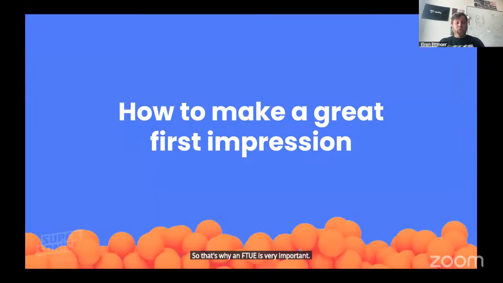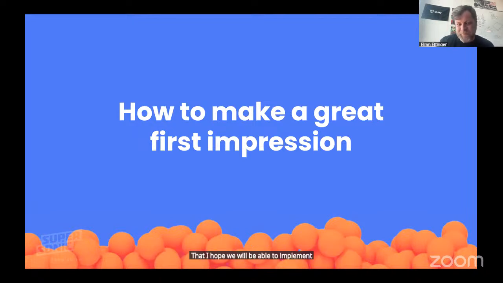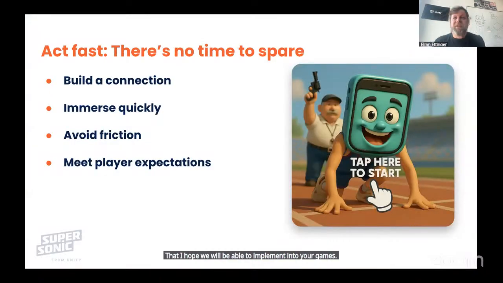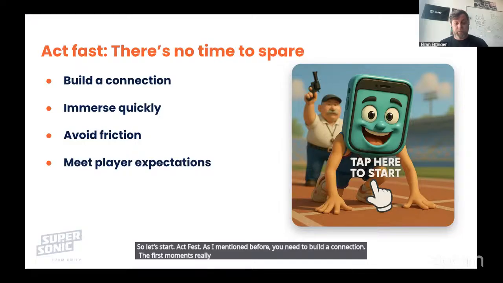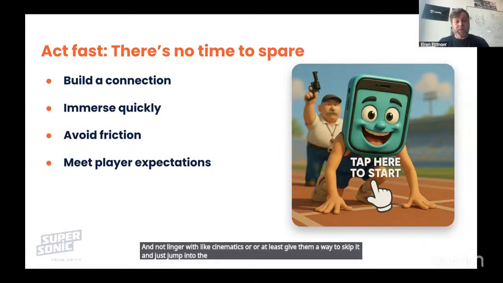So how do we make a great first impression? I'm going to go over a few tips and common practices that I hope we will be able to implement into your games. So let's start. Act fast. As I mentioned before, you need to build a connection. The first moments really shape the player's relationship with your game. So you really have to try and engage with him as soon as possible, and not linger with cinematics, or at least give him a way to skip them and jump into the game as soon as possible to understand why he's here.